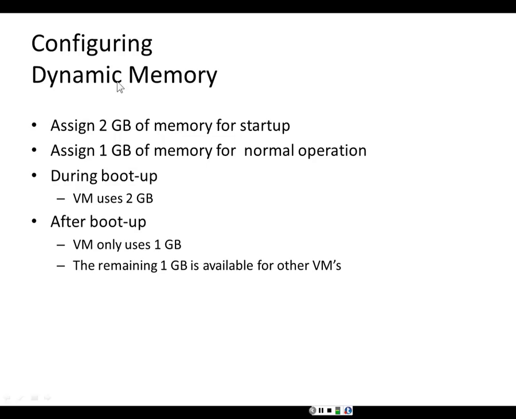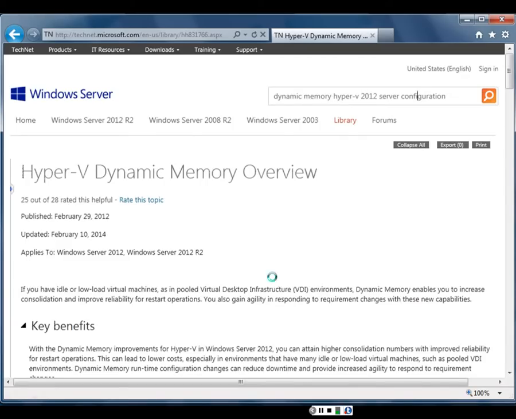When we configure dynamic memory, we can assign, for example, 2 gig for the startup memory, and then we can assign just 1 gig of memory for normal operation. So during the boot up, the virtual machine uses 2 gig of memory. But after boot up, the virtual machine only uses 1 gig of memory, and the remaining 1 gig of memory is available for other virtual machines.